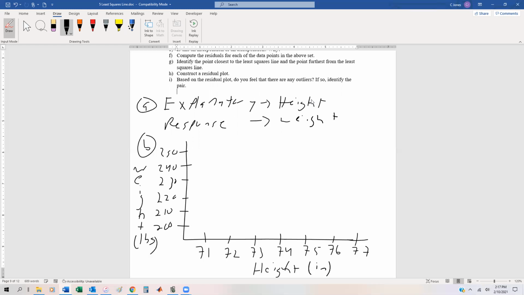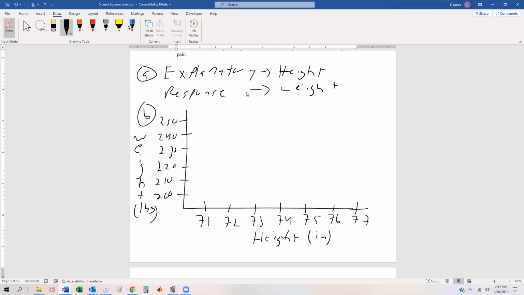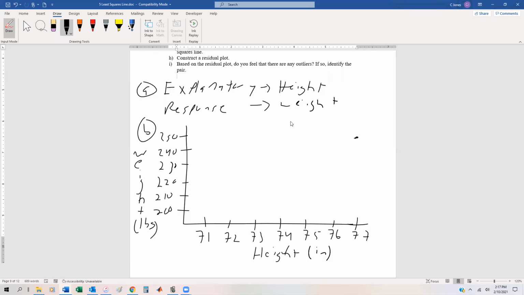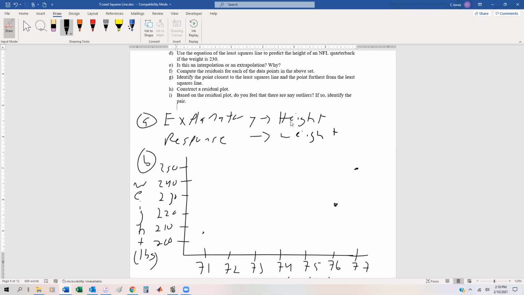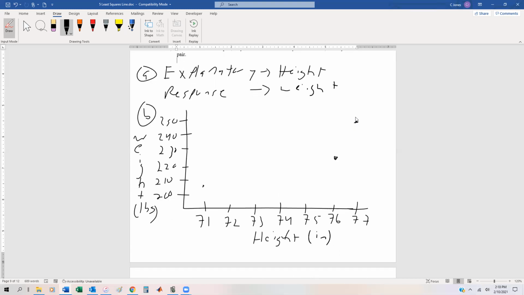All right, so our data, we have 77, 244. That's going to be all the way over here, and we have our scatter plot point right here. And then we have 71, 206, so maybe right about here. And then we have 76, 225, so maybe right about here. Again, tough to do on the screen, so forgive me if it's not exact. And then finally, 75, 214, that's going to be maybe right about here.